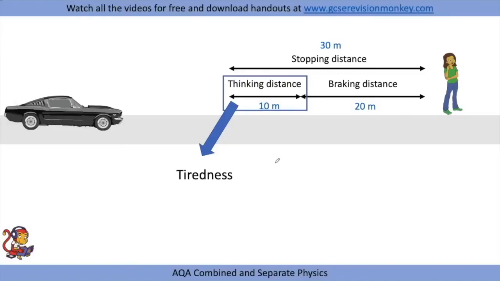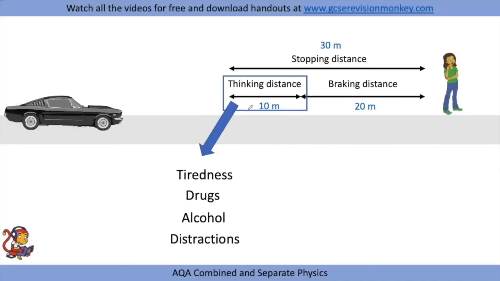Certain things can affect thinking distance, including tiredness, that will increase the thinking distance. Drugs, most drugs will increase the thinking distance because they'll slow your responses. Some of them may decrease the thinking distance if it was a stimulant that improved your reaction time. Alcohol, that is a depressant, so that would increase the thinking distance. It would take longer for you to react to apply the brakes, and distractions as well. So all of these things can affect thinking distance, most in a negative way, which will increase the distance.